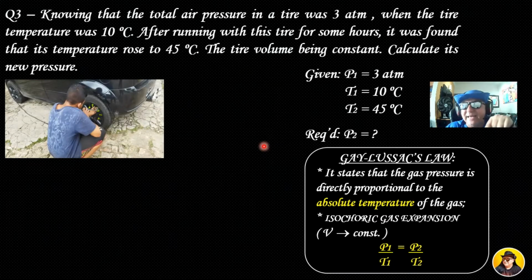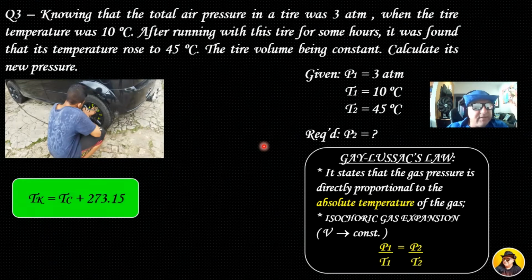It states that the gas pressure is directly proportional to the absolute temperature of the gas. We have here an isochoric gas expansion, isochoric or isometric or isovolumetric. They are all the same. So the volume is constant. So it means that the formula is P1 over T1 is P2 over T2, because the volume is constant.